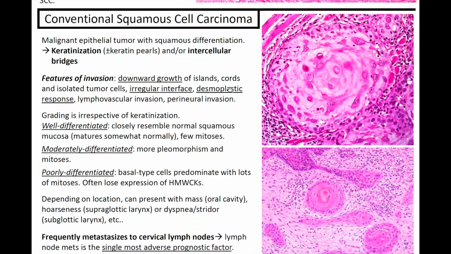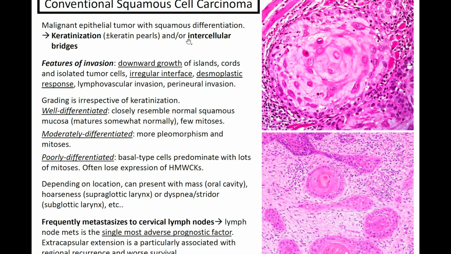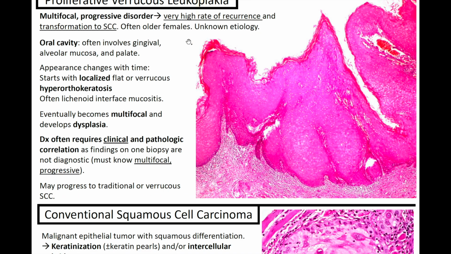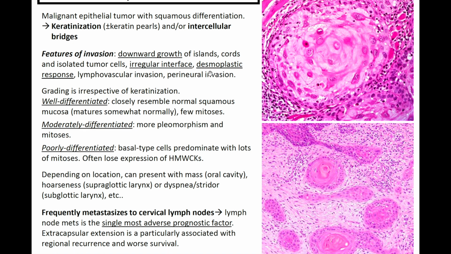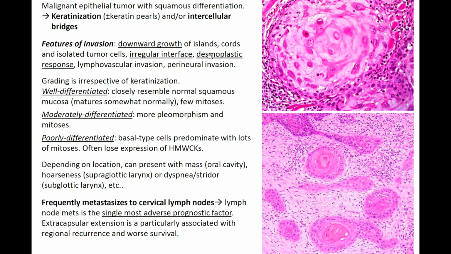Next up, we've got conventional squamous cell carcinoma. So this is a malignant epithelial tumor with squamous differentiation. You have your keratinization, or your beautiful keratin pearls that we see here, and or intercellular bridges. So some features of invasion are downward growth of islands, cords, and isolated tumor cells with irregular interface and desmoplastic response, LVI or perineural invasion. And grading is irrespective of keratinization.